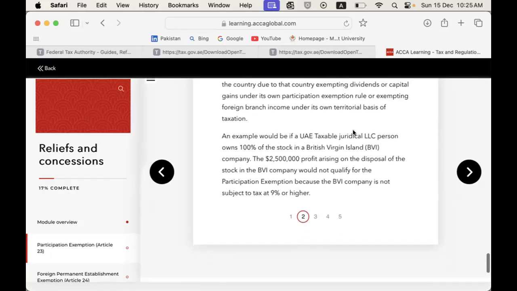An example, let us read the example. An example would be if a UAE taxable LLC person owns 100% of the stock in a BVI company, the $2.5 million profit arising from the disposal of the stock in the BVI company would not qualify for the participation exemption because the BVI company is not subject to a 9% tax rate. So that's the summary of it: the country from where this dividend or capital gain is coming should have corporate tax, and it should be at least 9%.